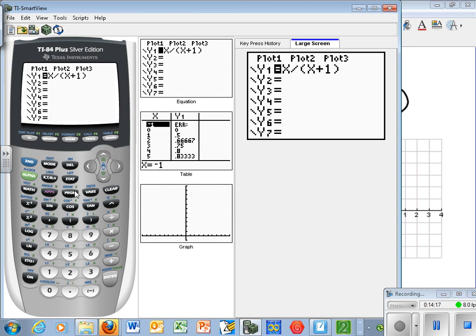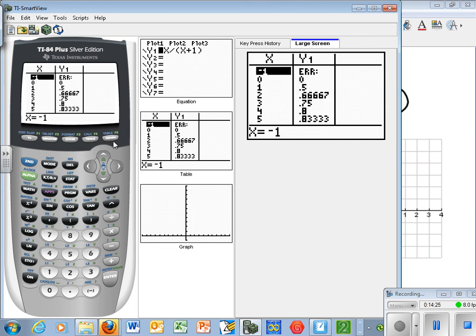And now what you want to do is go to your table, which is above the graph key on the 83s or 84s. So I'm going to go second graph, or second table. Notice for -1 you get an error. Okay, here's my table. So notice -1 here, and I'm actually going to scroll up one more and go to -4. So pretty much I get -4, 1.33, which is 1 1/3.